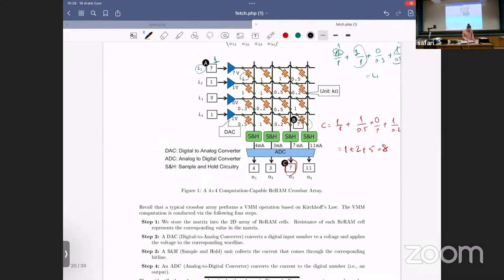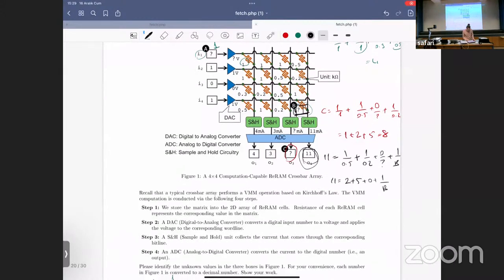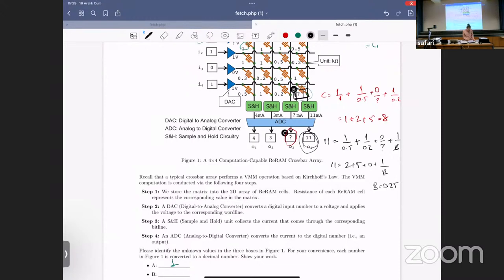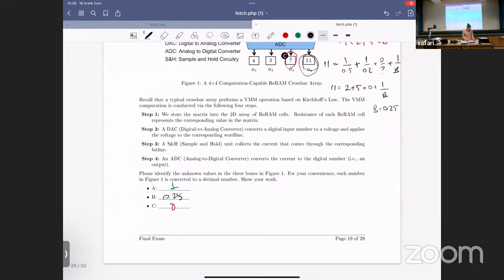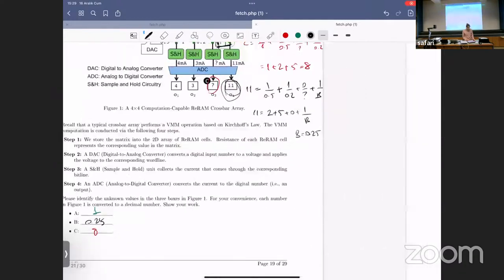Now we can solve for the next one, which is B. We don't know the value stored here, so we can just try to find the value here. So 11 should be equal to 1 over 0.5 plus 1 over 0.2 plus 0 over something plus 1 over B. That means 11 is equal to 2 plus 5 plus 0 plus 1 over B. And then B should be 0.25 based on this. And I think that's the end of the emerging memory technologies questions.